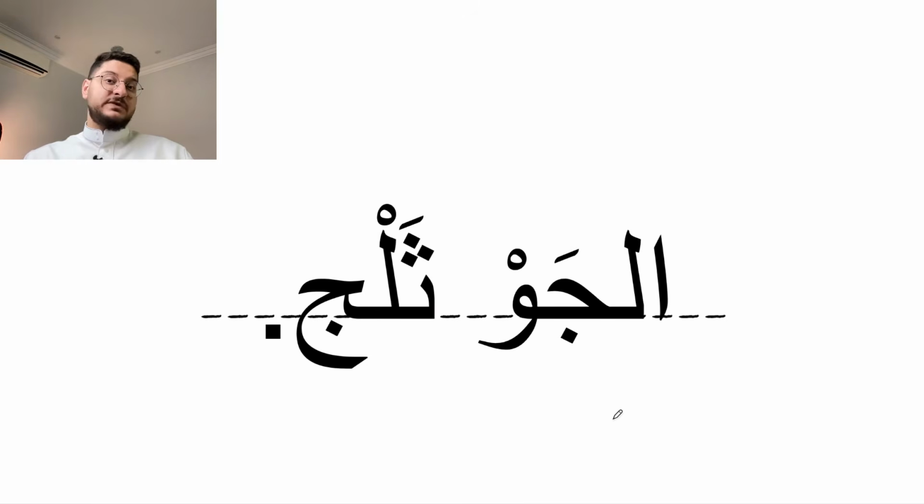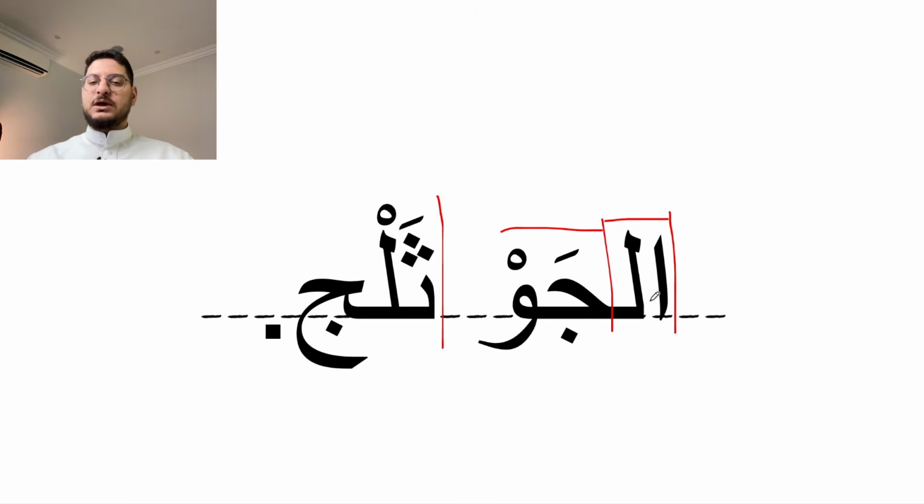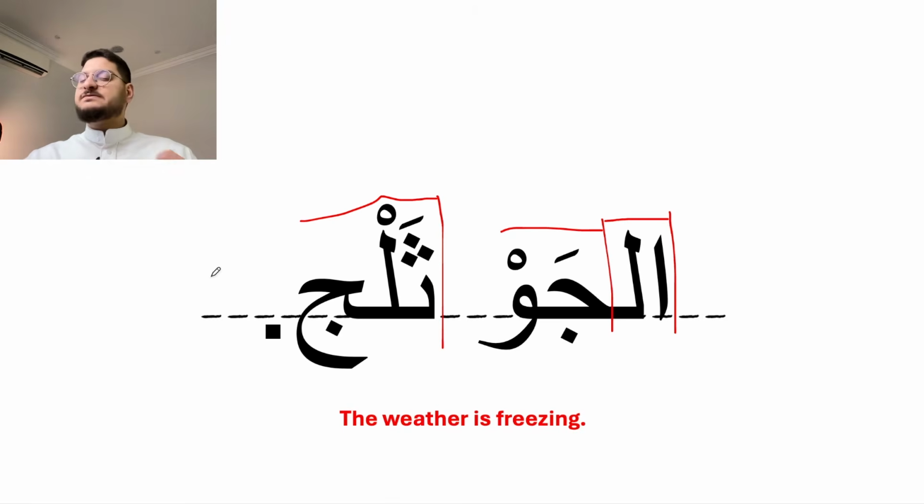Let's look at this one. Again, try to pause the video, see if you can read it on your own, and then come back and see what I'm doing. We will start with the syllable here at the very beginning, and then another syllable here before the fatha, and then one more syllable starting here before this fatha. The first syllable is again il, and then jaw, il jaw, and il jaw means the weather, and then we have thalj. We said before we translated thalj to snow, but in this context it means the weather is freezing. When we say the weather is snow or the weather is ice, it means it's freezing.